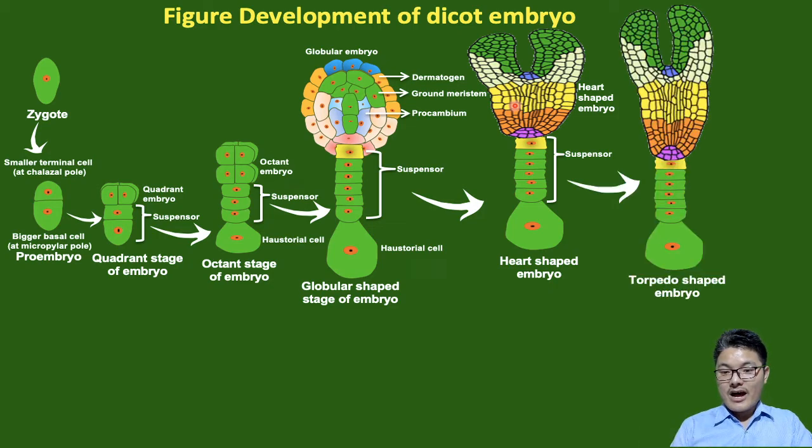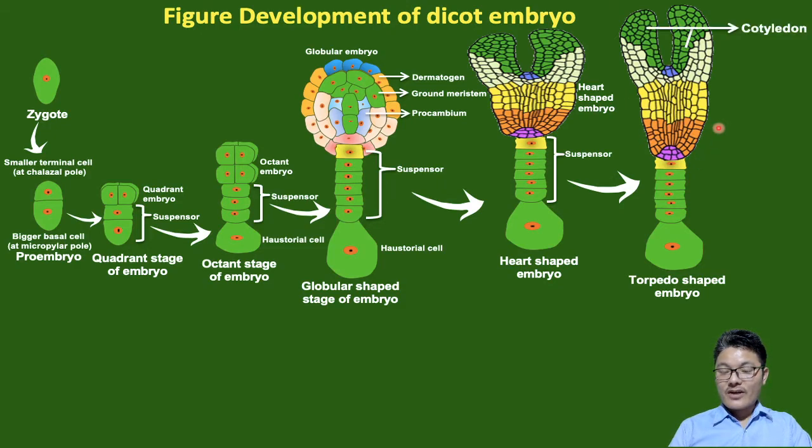After the heart-shaped embryo development, there is again mitosis and cell differentiation, and there is formation of the torpedo-shaped embryo. The torpedo-shaped embryo has a shape similar to that of a submarine. So your torpedo-shaped embryo is similar to a submarine, right?